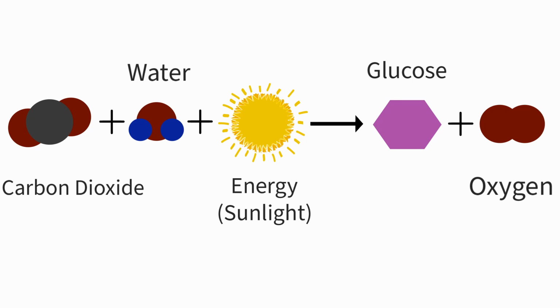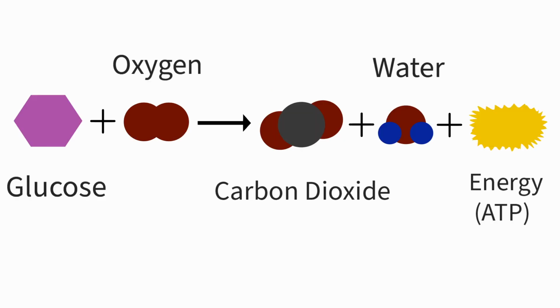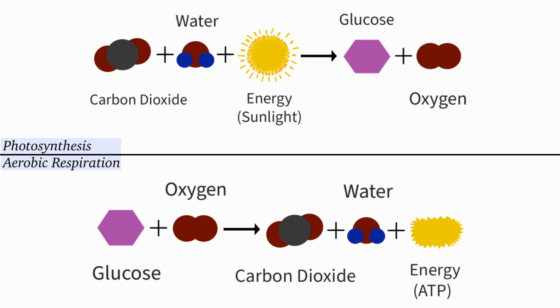In photosynthesis, the reactants are carbon dioxide, water, and energy in the form of sunlight. The products are glucose and oxygen. In aerobic respiration, the reactants are glucose and oxygen, while the outputs are carbon dioxide, H2O, and energy, though in the form of ATP. Notice how the two processes are effectively the same but in reverse. This, of course, streamlines the memorization process.